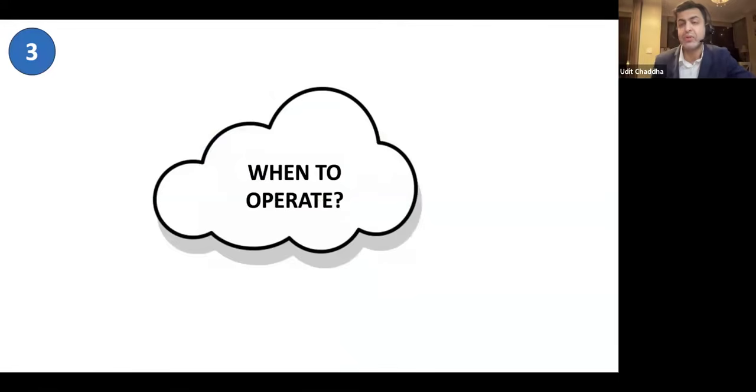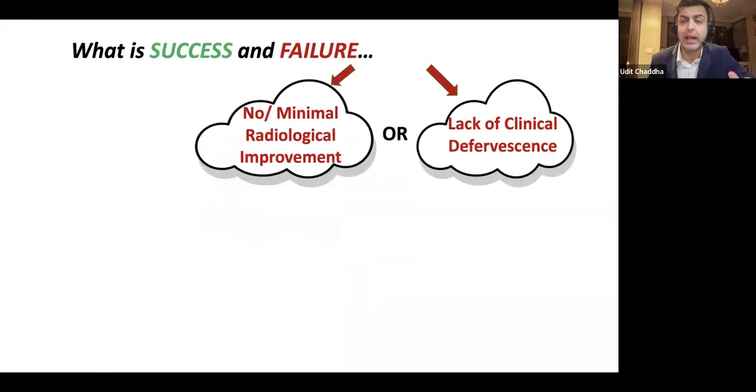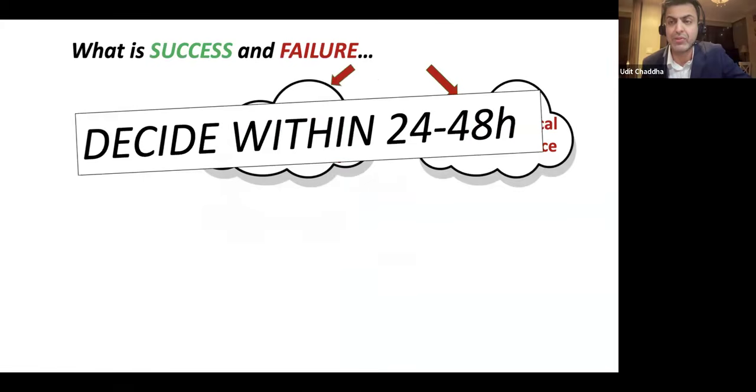So the question again now is, once you have given TPA and DNase, or not, when do you operate? Now, IET failure basically is the opposite of success, which means that there is no or minimal radiological improvement, or there is some radiological improvement, but that patient still continues to be septic. So there's lack of clinical defervescence. That's failure of your medication.